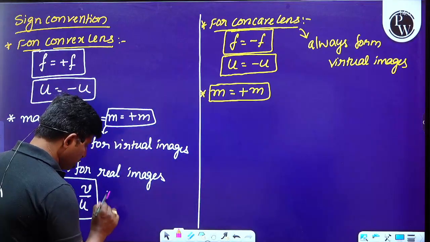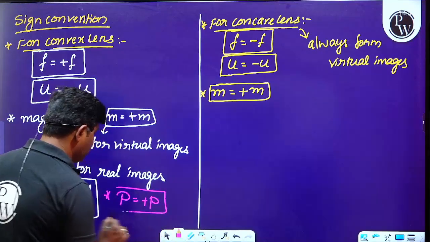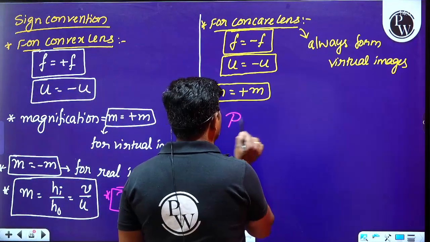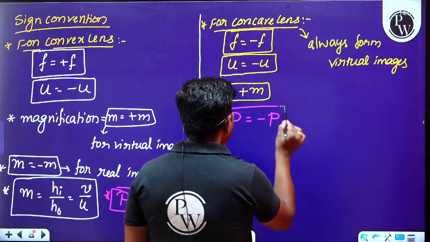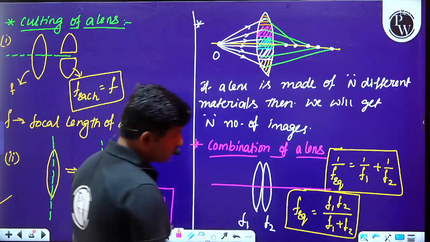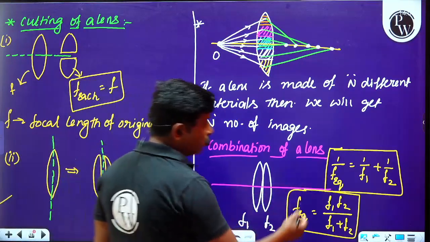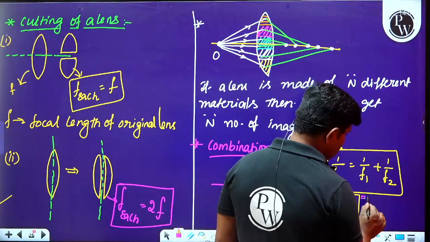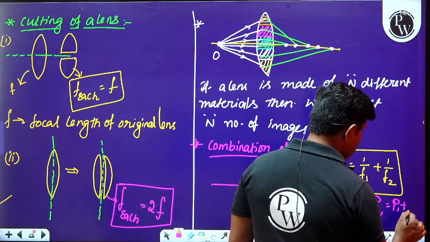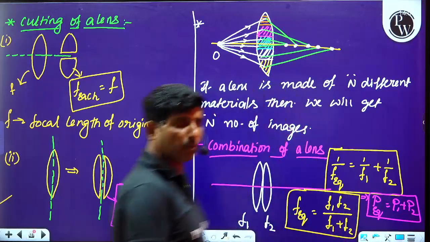And one more thing, what is the power? Power is plus P. Power of the convex lens is positive and power of the concave lens is taken as minus P. Okay. So based on this, we can write what is effective power here. Effective power, please observe this. Equivalent power is equal to P1 plus P2.